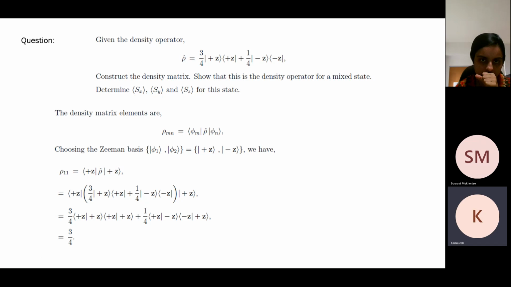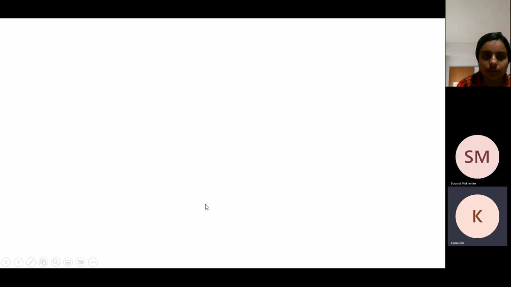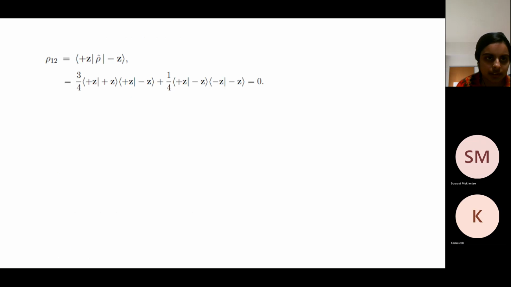Ma'am, is it 1/4? Is it 1 by 4? Try solving. Do you get 1 by 4? No, ma'am, it is 0. It's 0, right? Because plus z and minus z are orthonormal. So the inner product of plus z with minus z will always be 0, right? Yes. So you get 0.